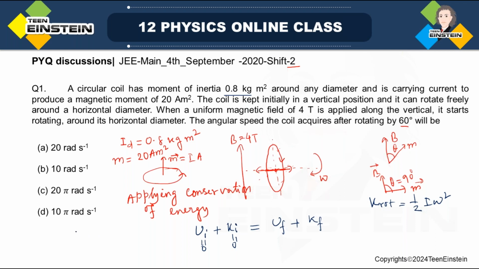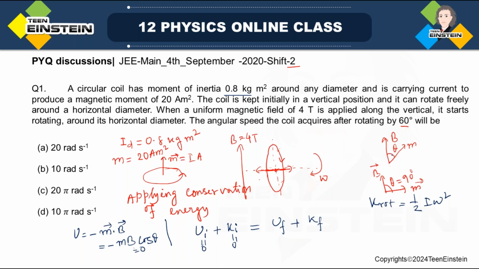In general, the expression for that potential energy is minus m dot b, or minus mb cos of the angle between them. Okay, this is the potential energy. As I said, initially the magnetic field and the magnetic moment will have an angle of 90 degrees between them. So initially potential energy will be 0, right? Since cos 90 is 0, the potential energy initially will be 0. So that's why these things are 0.